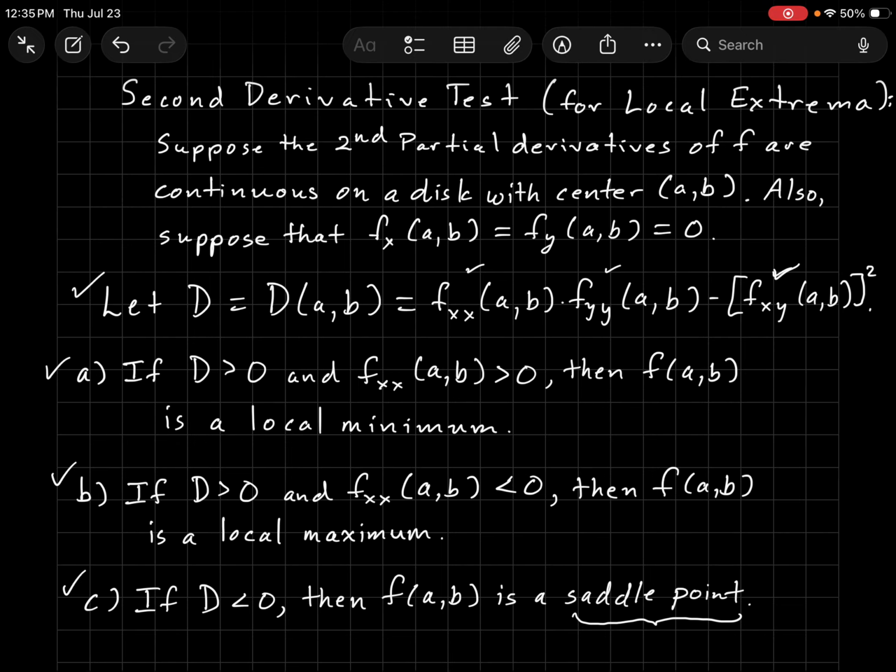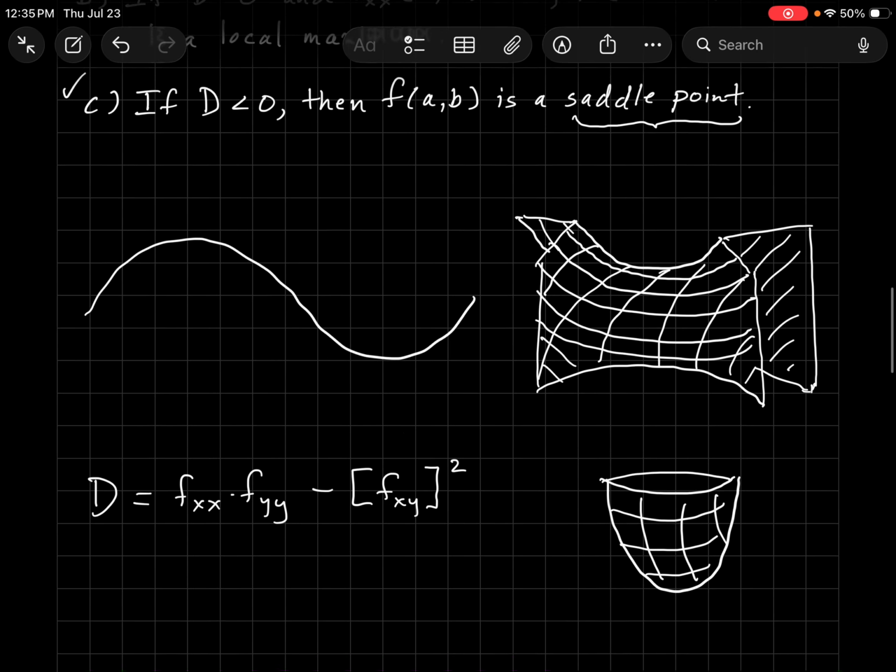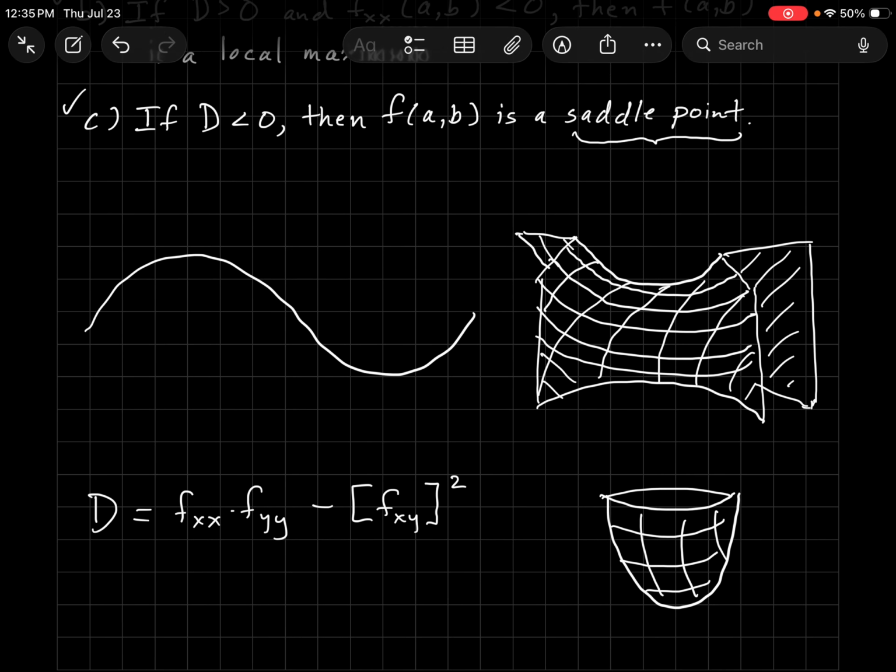So let's take a look at some pictures, because I want to understand this at least a little bit, try to get some intuition going. And I'm going to start over here on the left side with a single variable type picture.